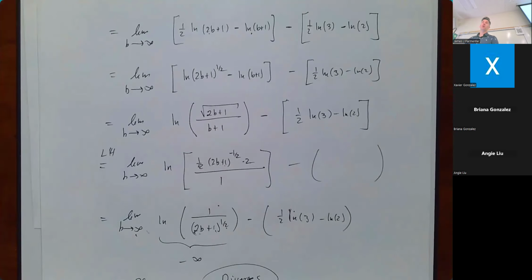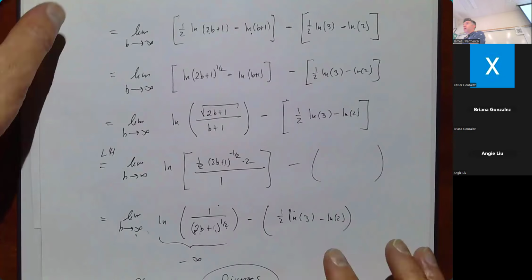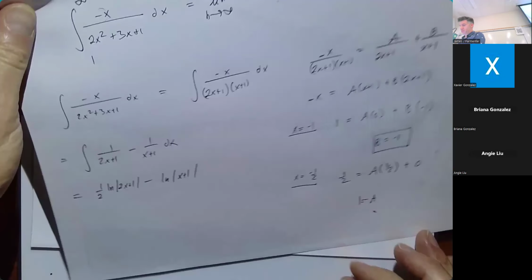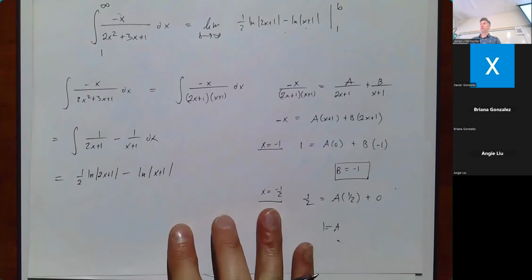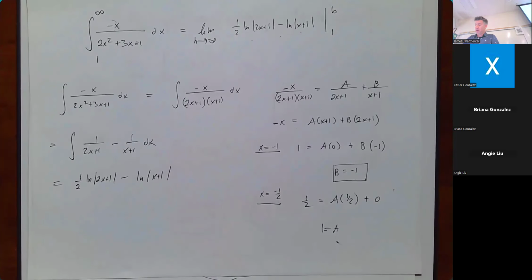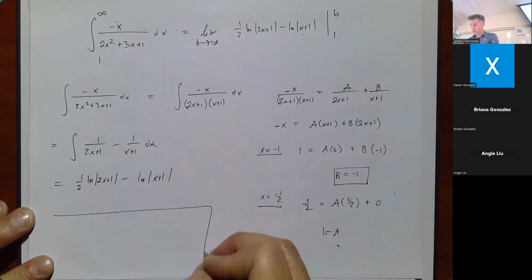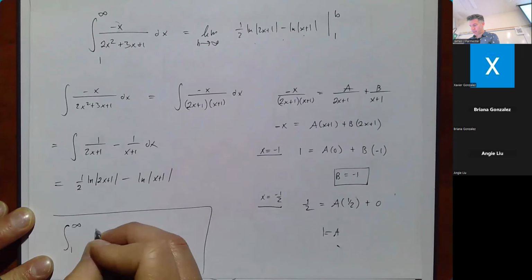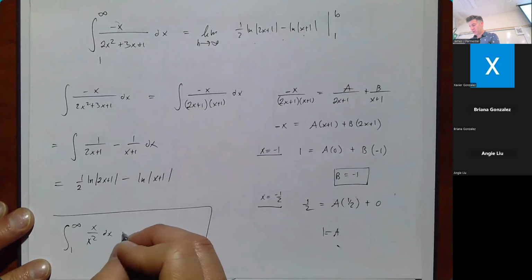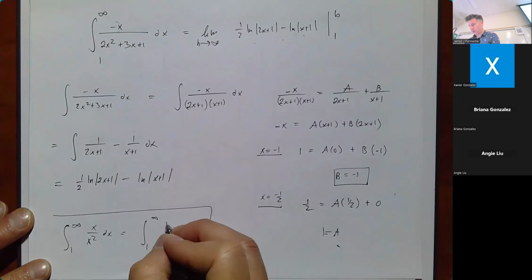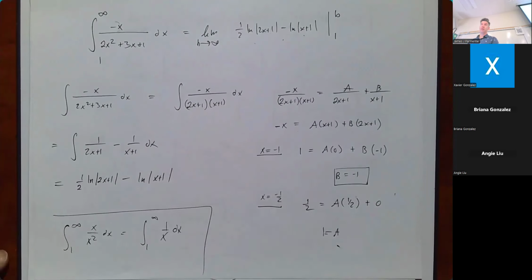Now, let me point out something and then I'll stop talking. I should have known this was going to diverge from the get-go. Here's how I should have known. Looking at the original integral, the highest power of x in the numerator is x to the first, and the highest power of x in the denominator is x to the second. We essentially have an integral from 1 to infinity of x over x squared, which is essentially the integral from 1 to infinity of 1 over x, which we know is going to be divergent.